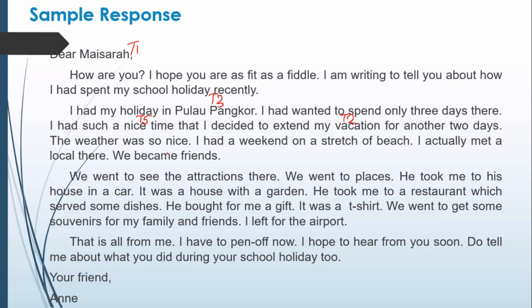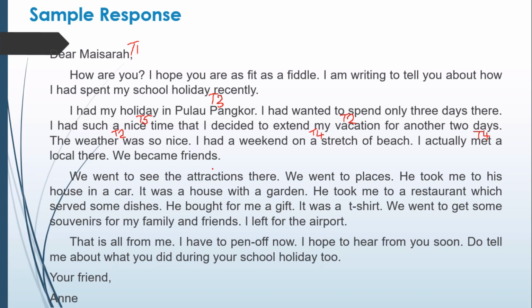Okay. The weather was so nice. This is describing the place. This is also task number 2, when you describe the place. I had a weekend on a stretch of beach. So what did you do? This is task number 4. I met a person there. So this is task number 4 as well.